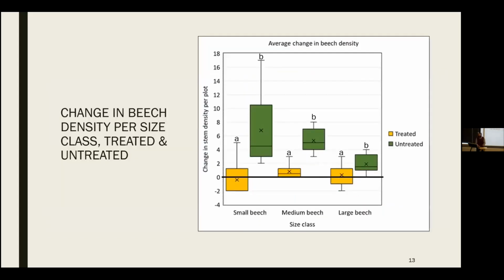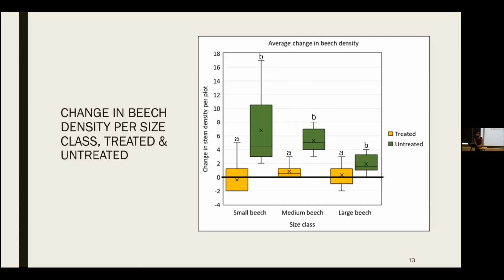So here's the box plot showing the average change in density for those three size classes. Again, on the x-axis we have the size class, and on the y-axis we now have the change in density per plot. Again, you see the treatment effect in that the untreated plots see a greater increase in density than the treated plots. But the interesting thing to note is that the increase in density in the untreated plots decreases as the size class increases. This makes sense when you consider that it's harder and takes more resources to grow into the next size class. As we saw in the previous slide, the average stem density neither increases nor decreases in the treated plots in any size class to any great degree.